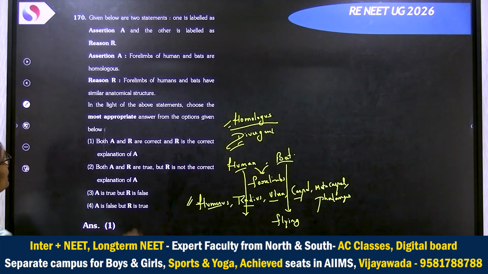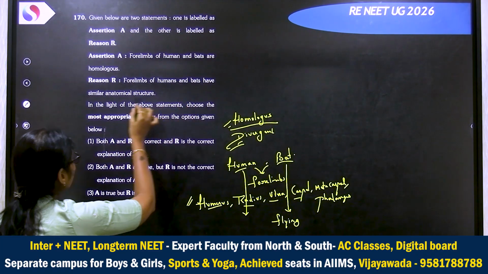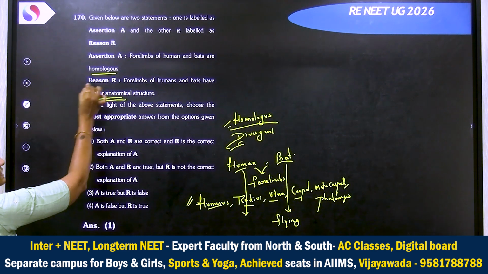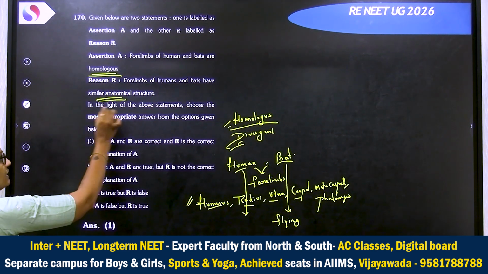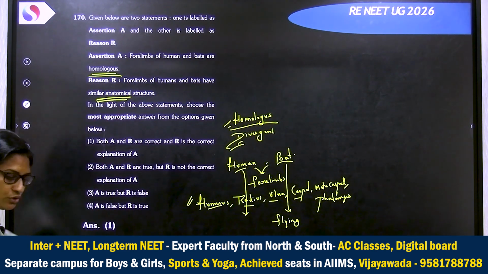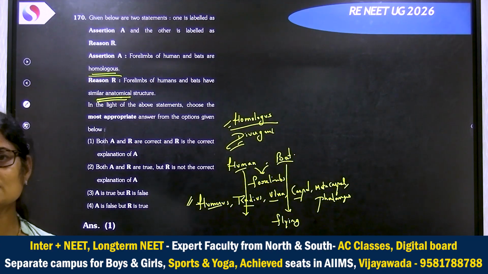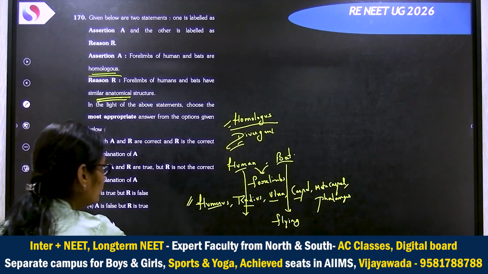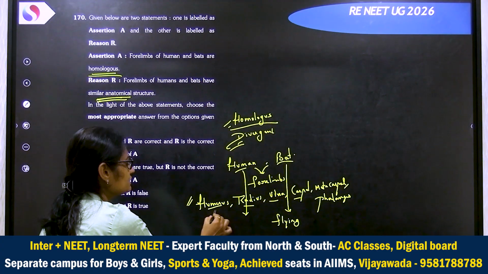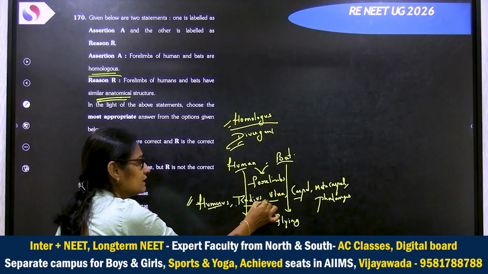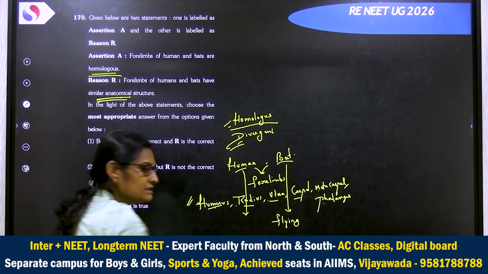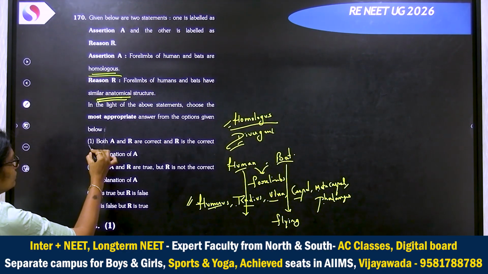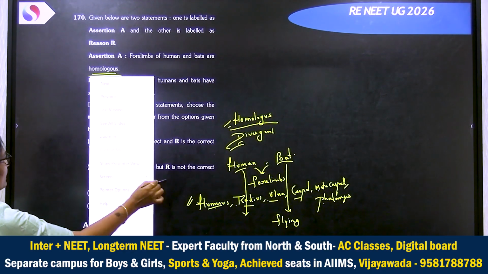That is a true statement. The reason they gave is that forelimbs of human and bat have similar anatomical structure. Why is it called homologous? Because it has a similar anatomical structure: humerus, radius, ulna, carpal, metacarpal as well as phalanges. So what will be the answer? Both are true and R is the correct explanation for A.